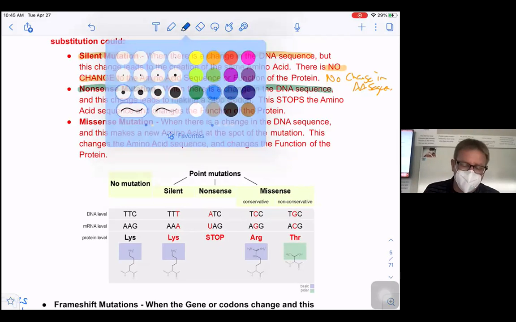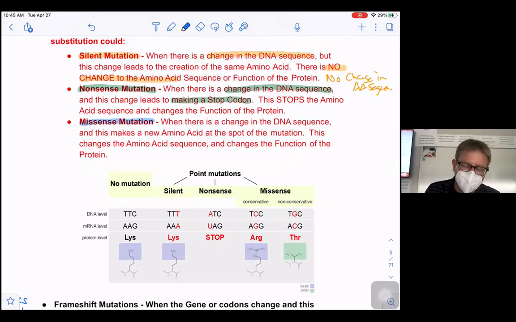Our last example is a missense mutation. In a missense mutation, there is a change in the DNA sequence, and what it does is change the amino acid. If it changes the amino acid, then it changes the function of the entire protein. Because we've changed the sequence, we change the function. If we change the function, we change the expression.